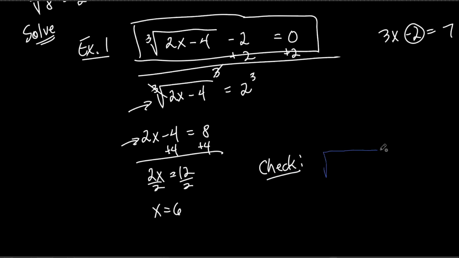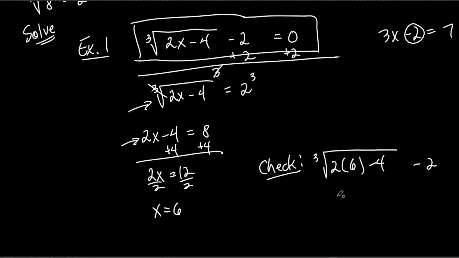And so what do we have? We got a cube root. We got a 2 times x. What did we get x to be? 6. And then minus 4. Remember, this minus 2 is outside that cube root. Remember, this is a cube root. Okay? You with me? All I did was plug in what I got for x in for x.